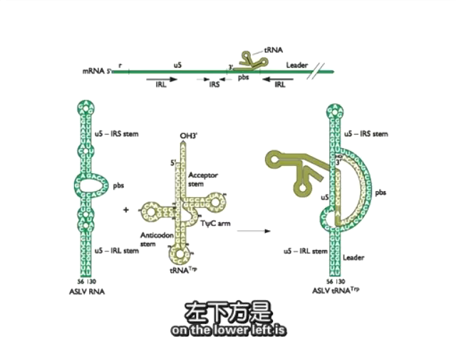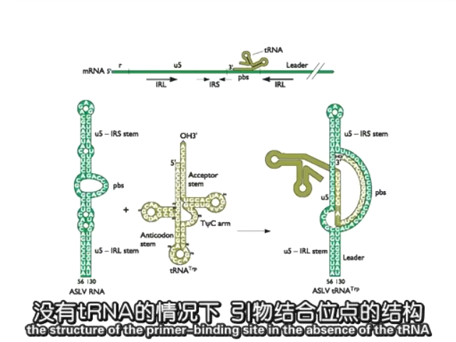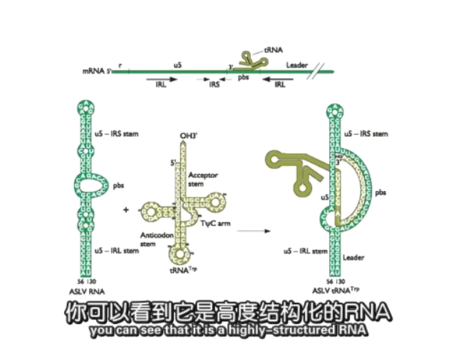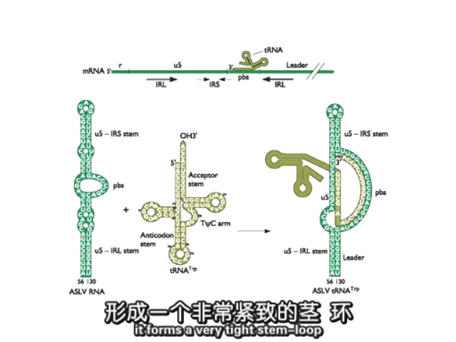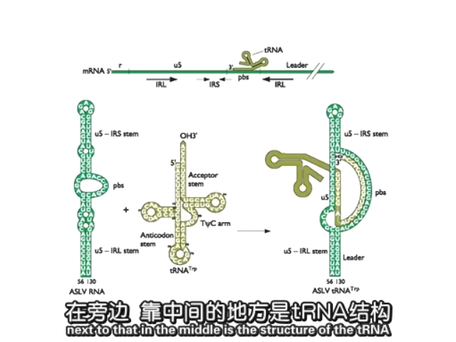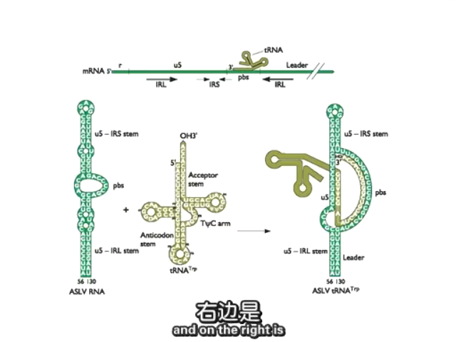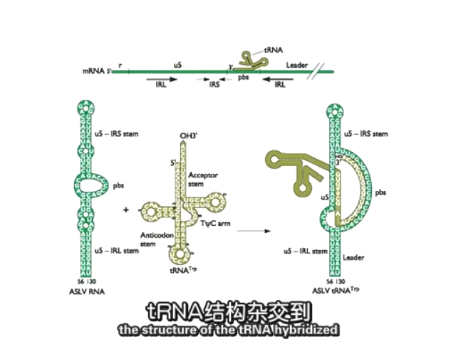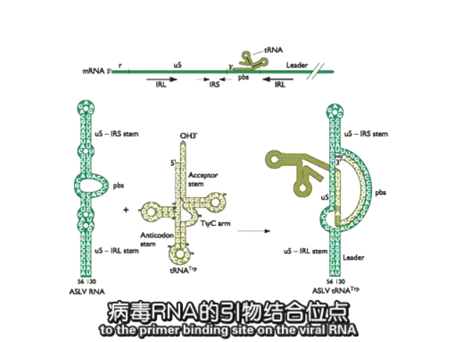On the lower left is the structure of the primer binding site in the absence of the tRNA. You can see that it's a highly structured RNA. It forms a very tight stem loop. Next to that, in the middle, is the structure of the tRNA. And then on the right is the structure of the tRNA hybridized to the primer binding site on the viral RNA.